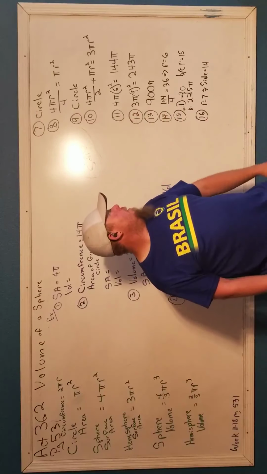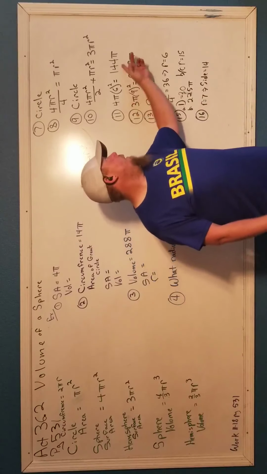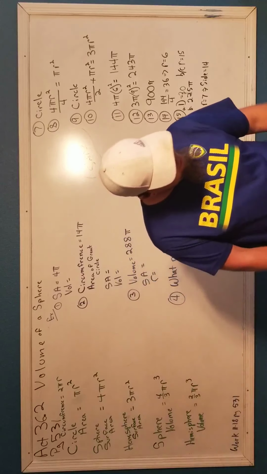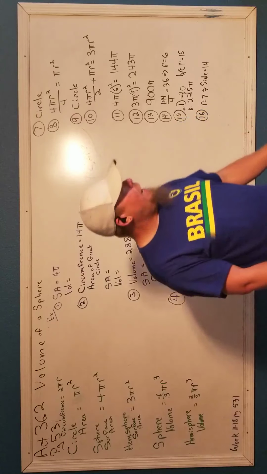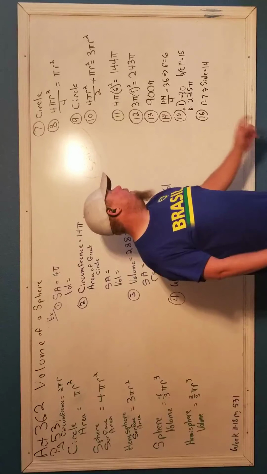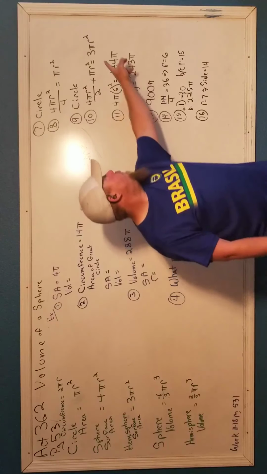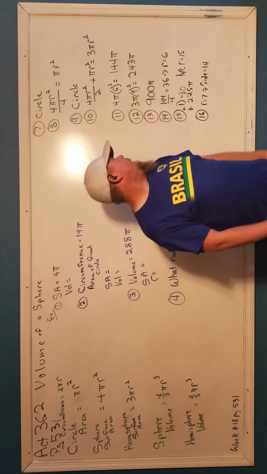Number 11, they ask you to find the surface area of a sphere given the radius is 6. So there's the math there, you get 144 pi. Number 12, they ask you to find the surface area of a tent with a diameter of 18. Diameter of 18, so you have to do radius of 9, and it's a hemisphere, so we use our formula for number 10. And plug it in for number 12, we get 243 pi.